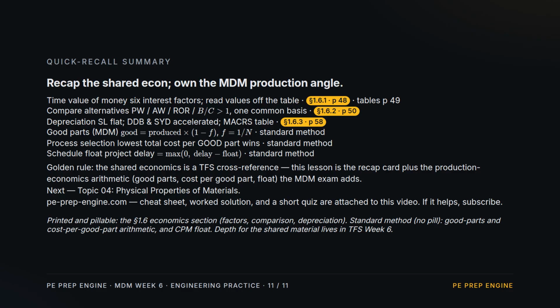Quick recall. The shared economics, the 6 interest factors, the present worth and annual worth comparison methods, and the 4 depreciation methods all live in the Handbook's economics section, and in depth in the TFS course. The MDM add-on is production economics. Good parts equal produce times 1 minus scrap. Pick the process with the lowest cost per good part, and a schedule slips only by delay minus float. Next up, Topic 4. Physical properties of materials.